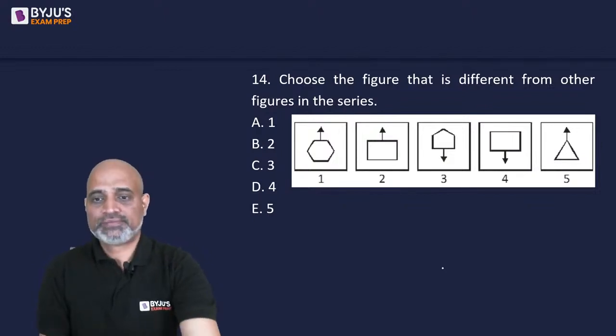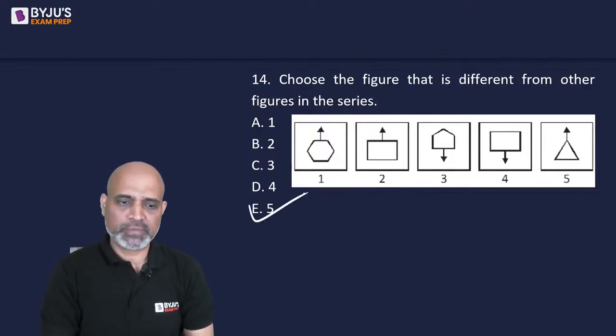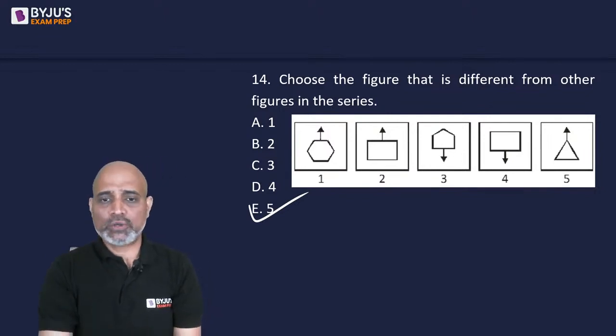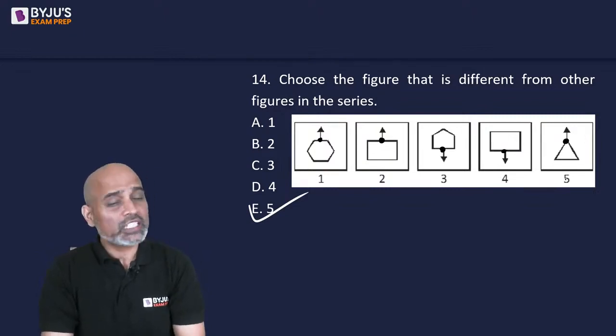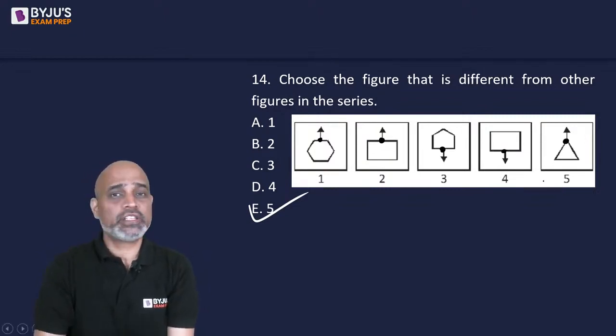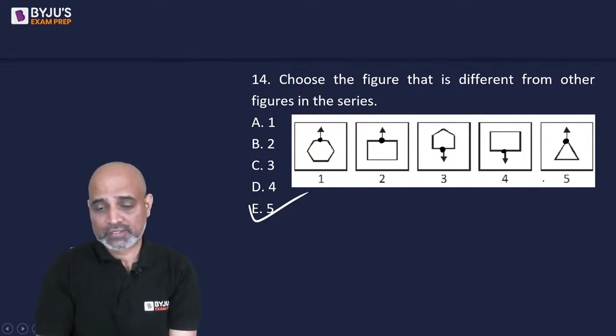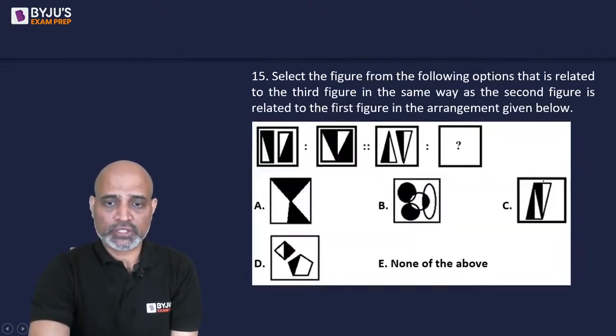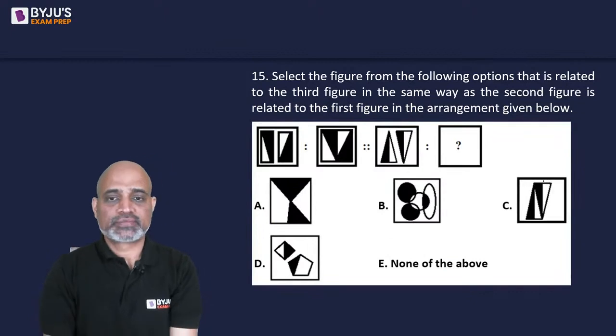Jaldi answer. 5th, right? Pretty simple. All the arrows, they originate from the sides of the figures. यही एक है जो vertex से निकलता है. All the arrows, they start from the side. Pretty simple logic. Okay, next one.